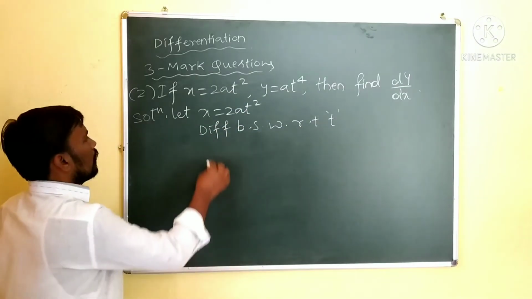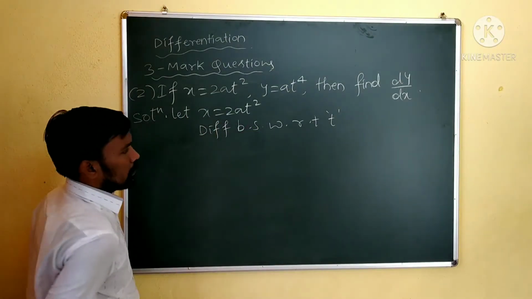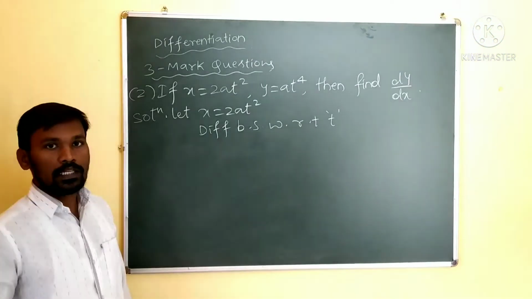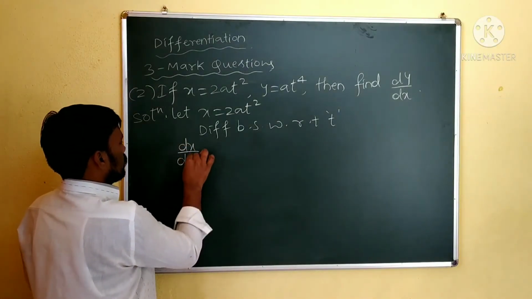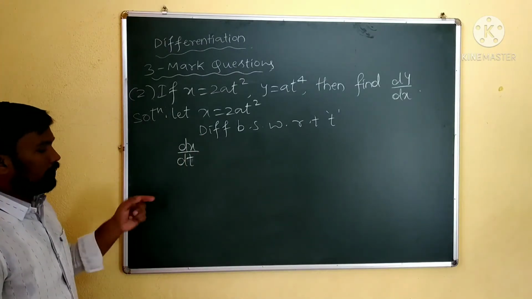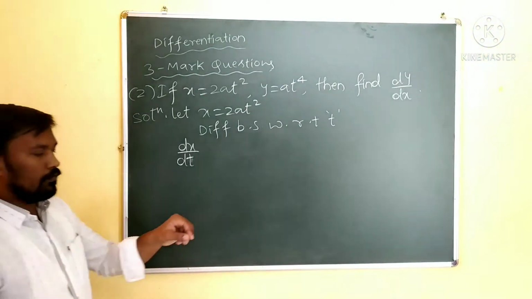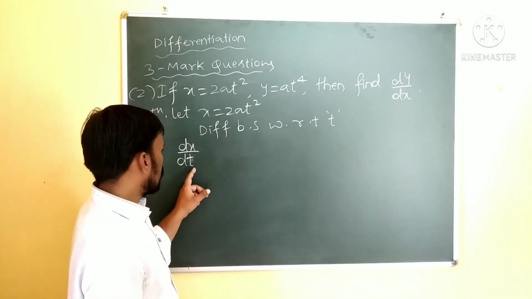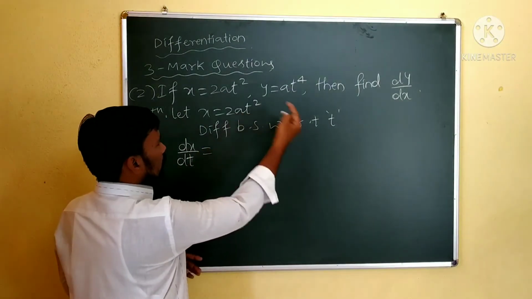It is very important. Now differentiating both the sides with respect to what? t. So derivative of x with respect to x is 1, but derivative of x with respect to t is dx by dt. Derivative of y with respect to y is 1. So derivative of t with respect to t is 1, but derivative of x with respect to t is dx by dt. That is equal to, here a is a constant.